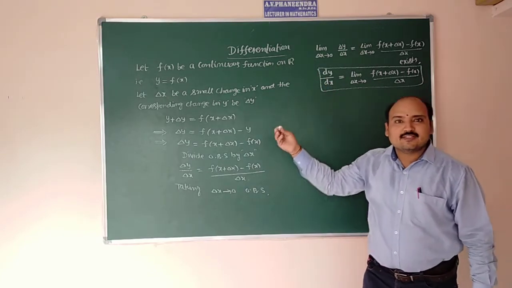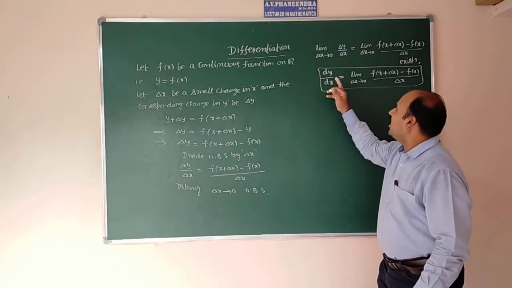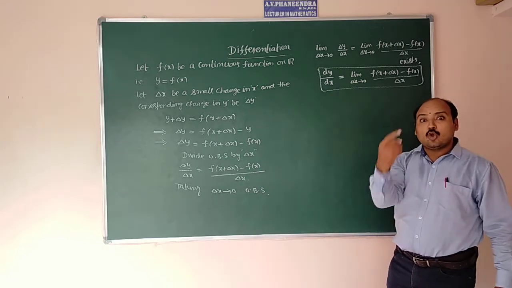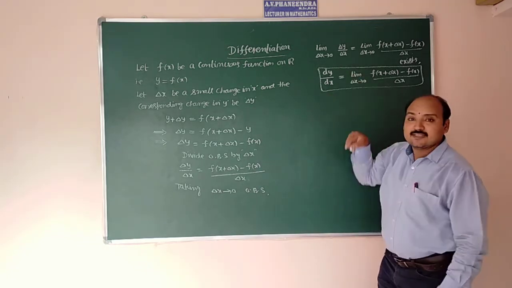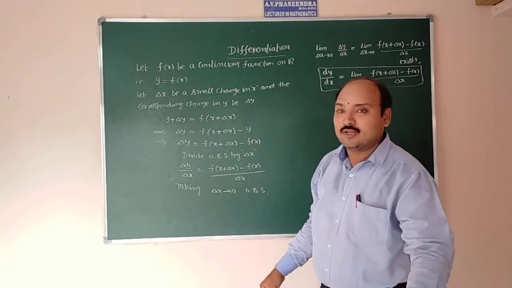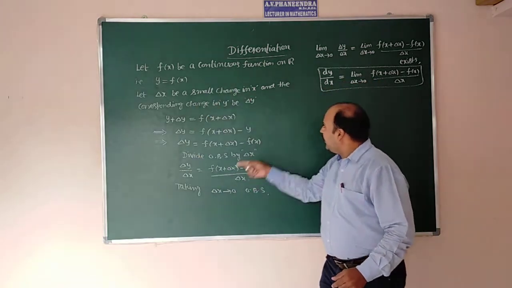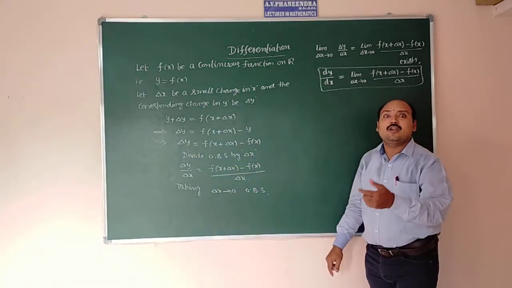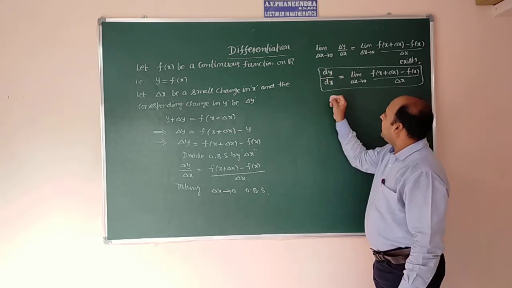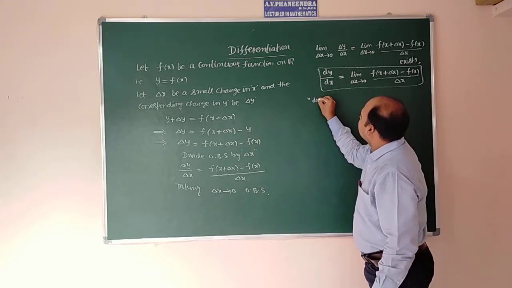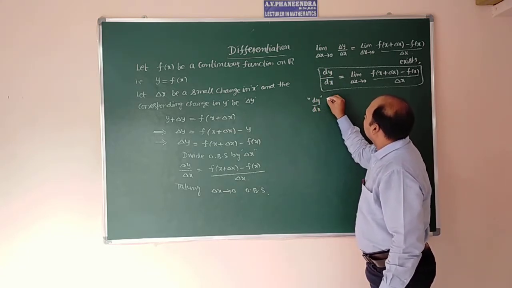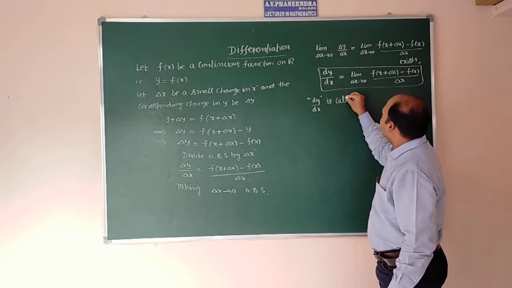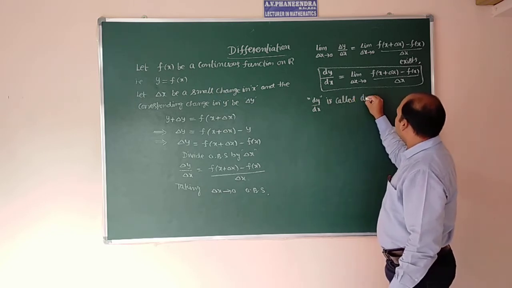This dy by dx is called differential operator, differential coefficient. Dy by dx is called differential coefficient. The process of finding differential coefficient is called differentiation. Here dy by dx is called differential coefficient.